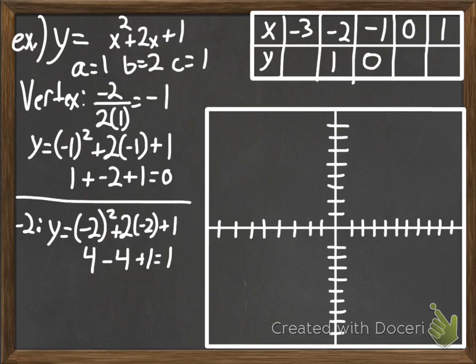Now we're going to do negative 3. So change these to negative 3's. You will need to rewrite this, but I'm just going to erase to save us time. So, 9 minus 6 plus 1, that is 4.